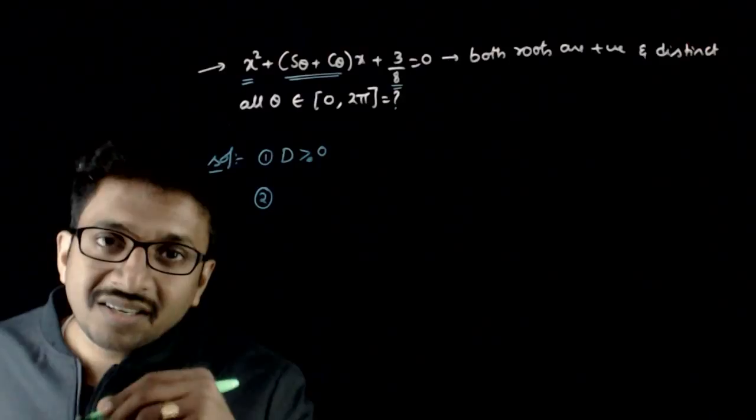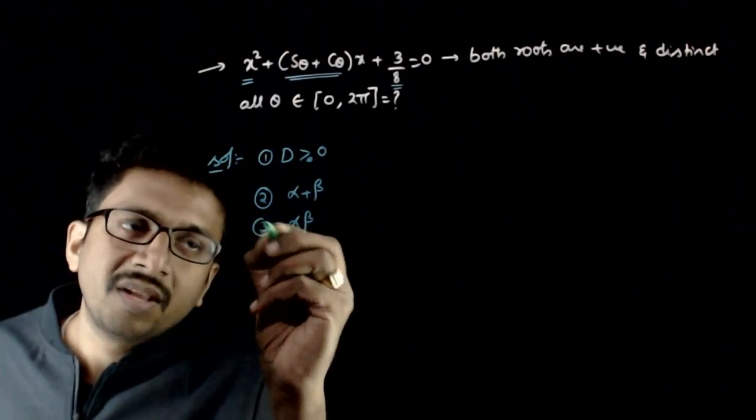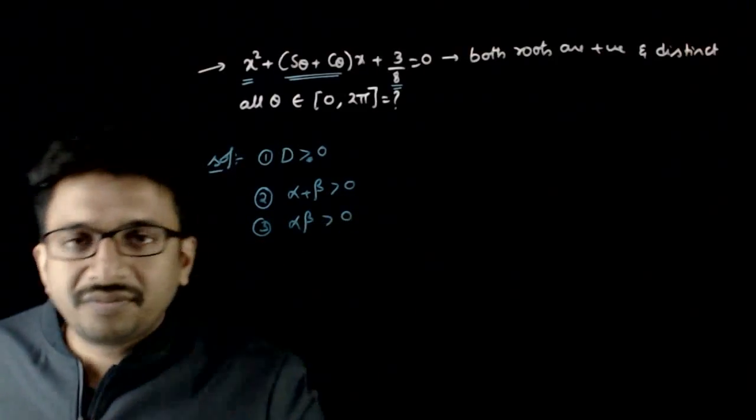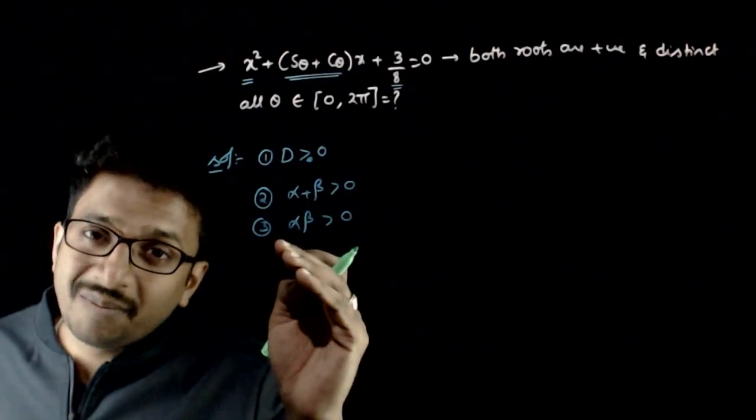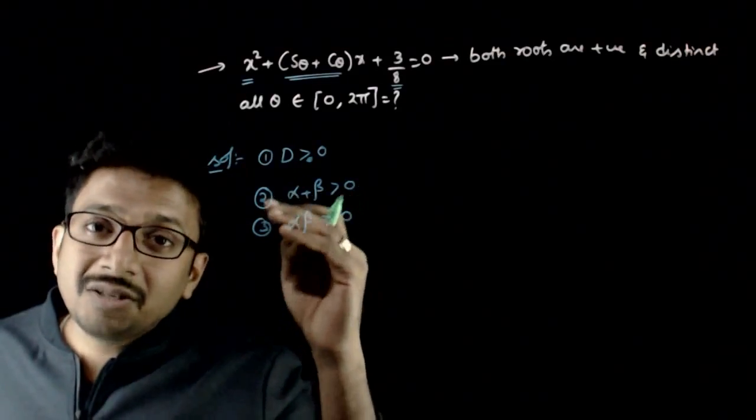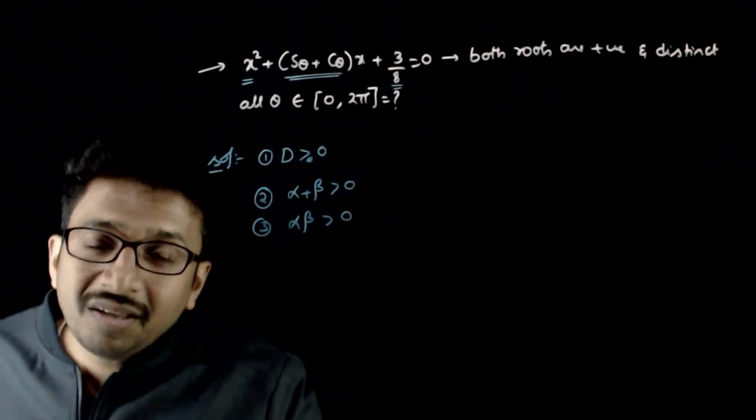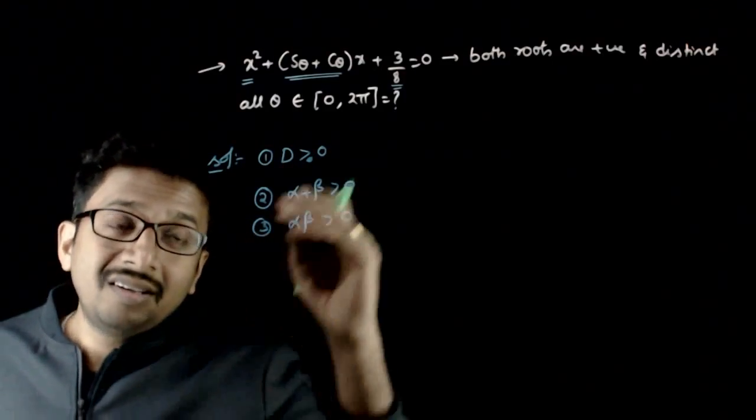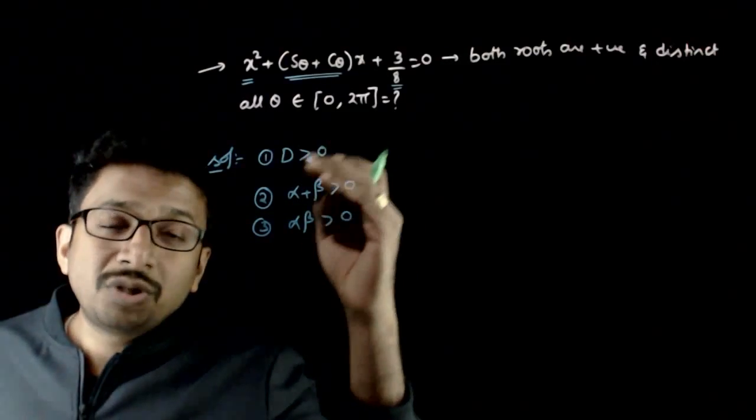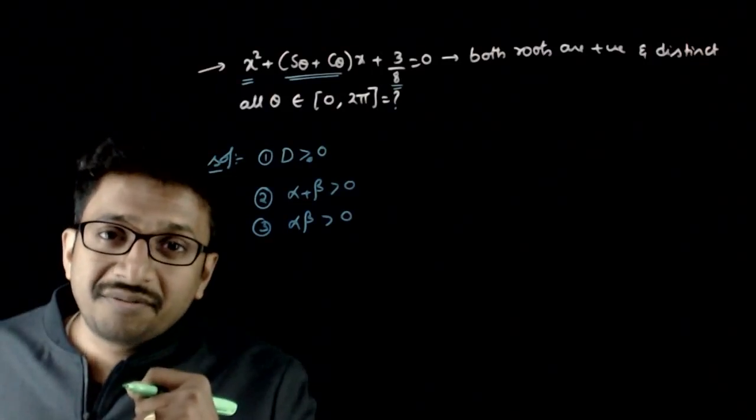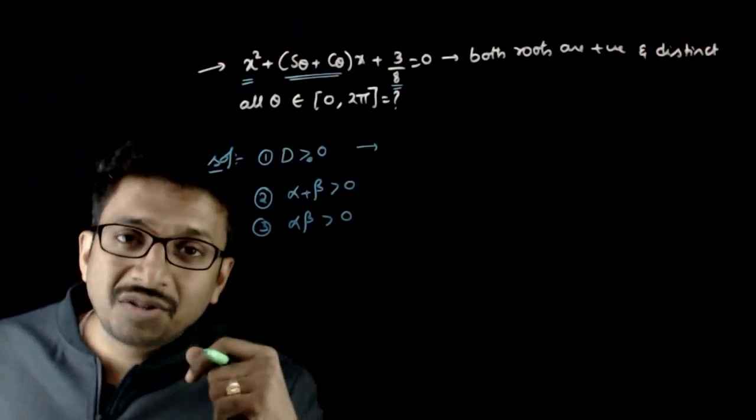And the second condition is that the sum of the roots as well as the product of the roots both have to be positive. If the product of the roots is positive, it ensures that the roots are of the same sign. And if the sum is positive, it ensures that both are of positive sign. So these are the three conditions which need to be valid for the roots to be both positive. Now where does theta lie for these conditions to be valid?